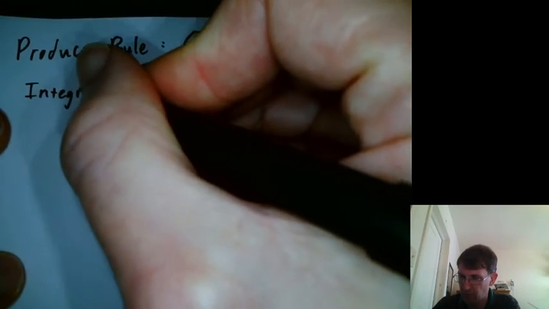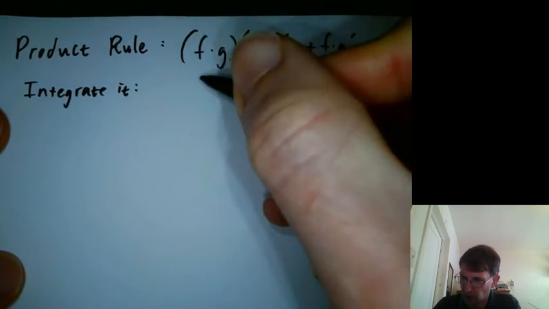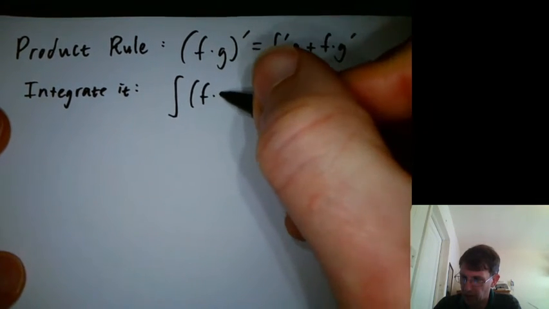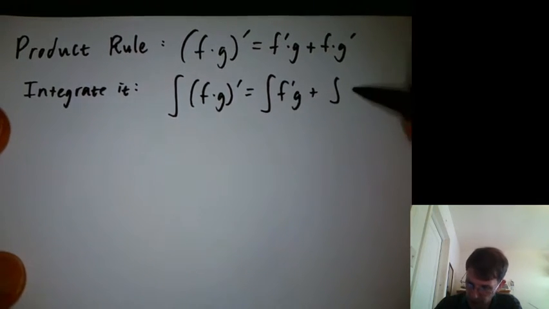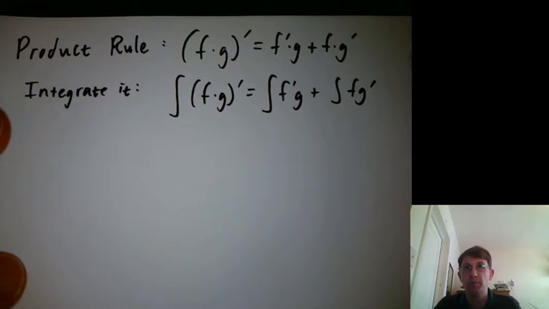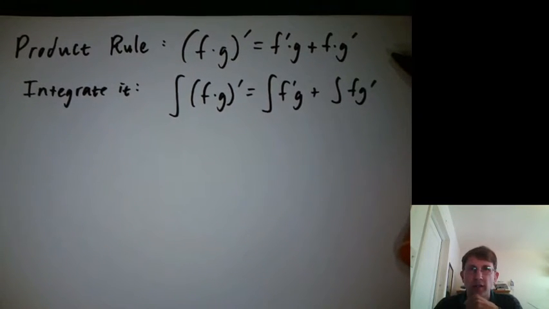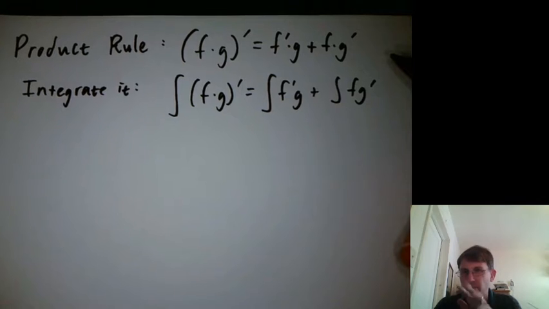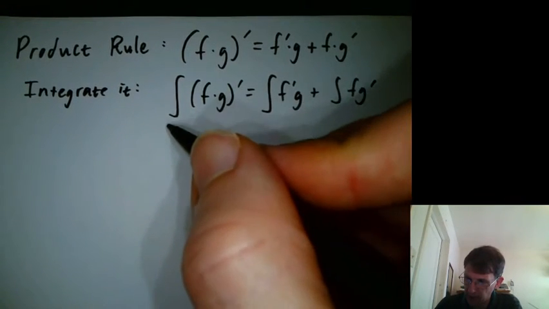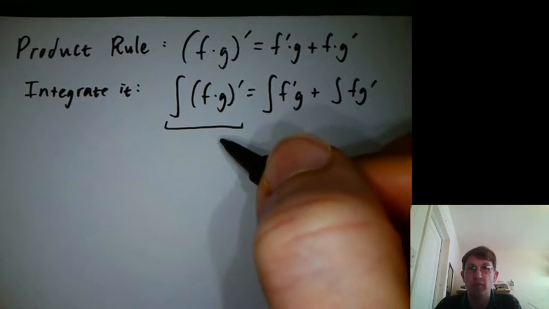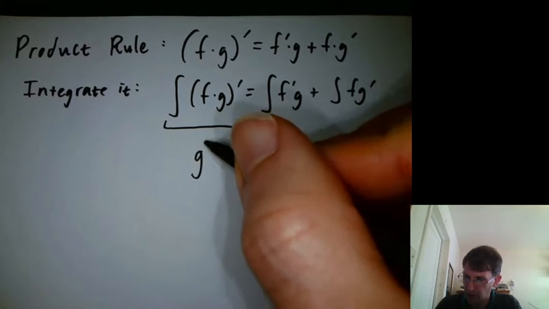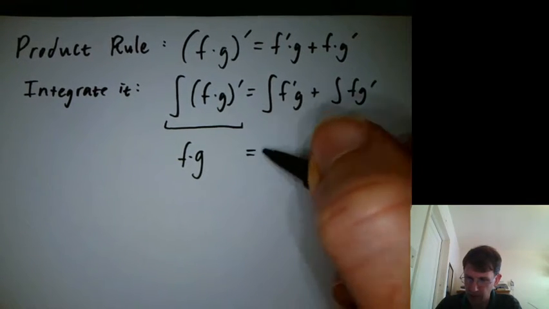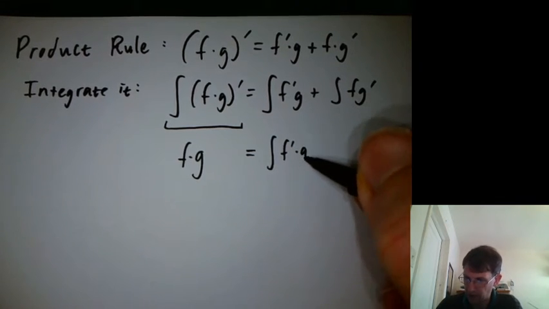Well, let's try just integrating it. So we'll have the integral of f times g prime, that would be the integral of f prime g plus the integral of f g prime. I'm kind of being lazy or sloppy about the whole dx thing. We'll come back to that. What is the integral of the prime of something? What's the antiderivative of the derivative? That should be the original function, right? So we'll get f times g on this side. And then let's just rewrite this.